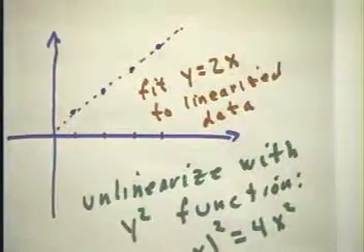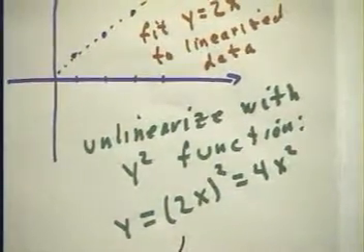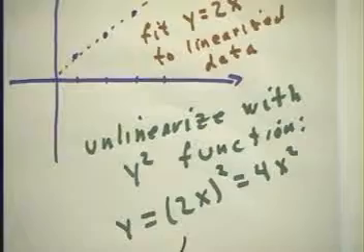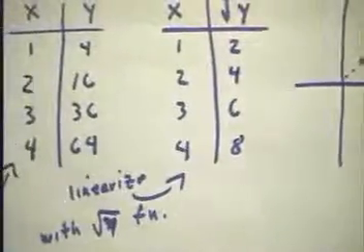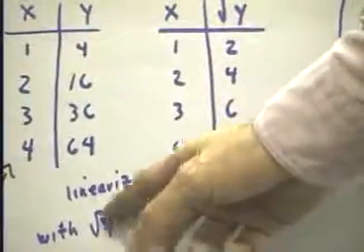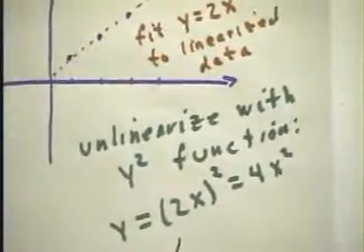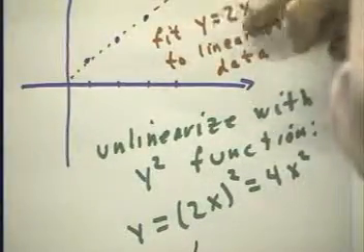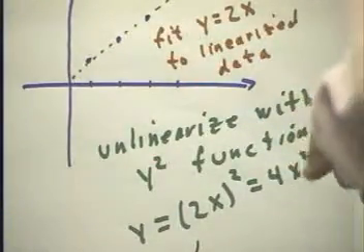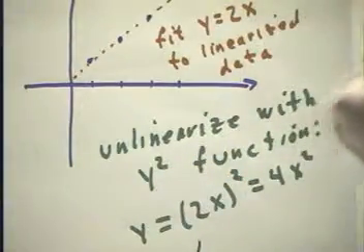Now that we've fit our linearized data with a y equals 2x function, we're going to unlinearize it so we can get back to our original function. What did we do to linearize this data? We took our data and we transformed it by taking the square root of all our y values, right? Well, let's come over here and square all our y values. If y equals 2x, then when we square all of our y values, we're going to have y equals the square of 2x, or 4x squared. Okay?